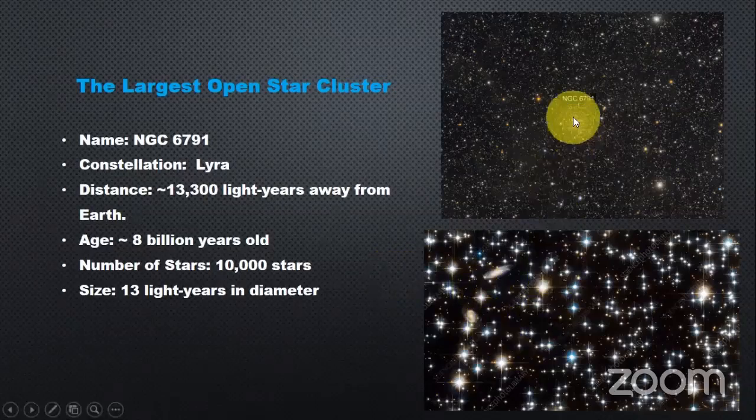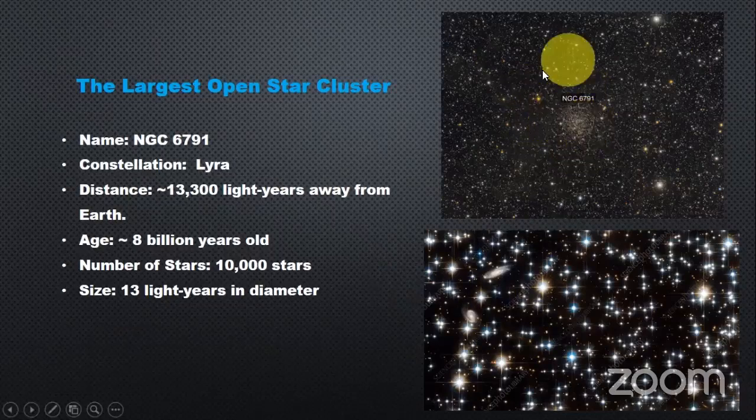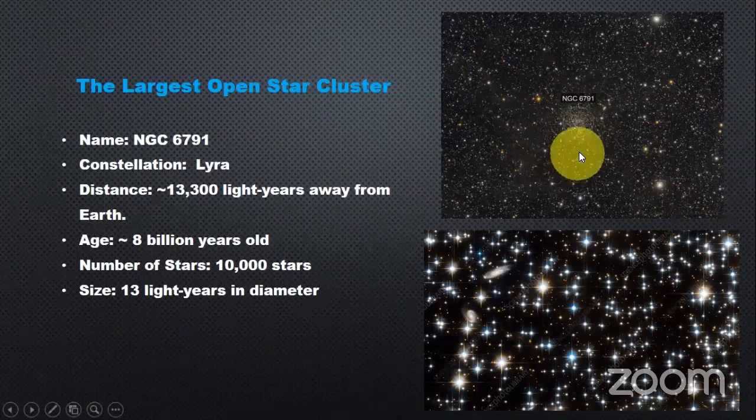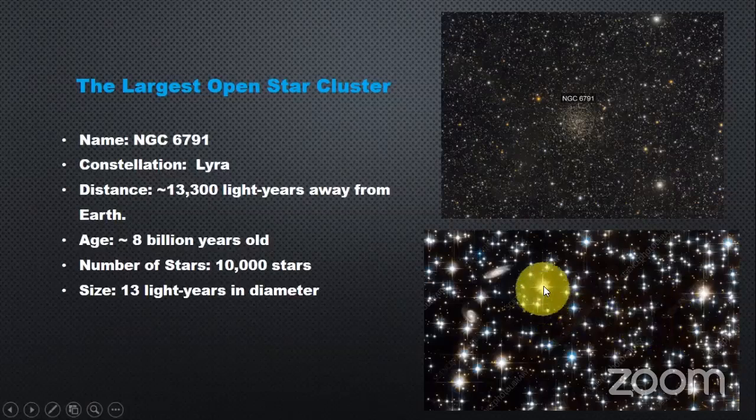So here is the cluster. This is a zoomed out picture of the open star cluster. Now here is a zoomed in view. If you zoom in, you see some stars that are blue and red. The ones that are red are those that have evolved past the main sequence stage. They are in their red giant phase.